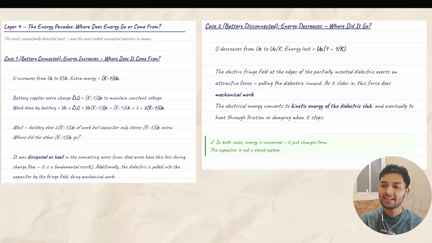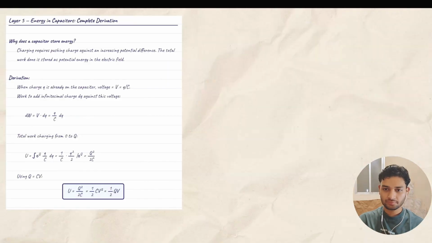So the electric fringe field at the edges of the partially inserted dielectric exerts an attractive force, pulling the dielectric inward as it slides in. This force does mechanical work. So the electrical energy converts to kinetic energy of the dielectric slab and eventually to heat through friction or damping when it stops. So basically the core understanding of both of these cases is the same. Where is the energy being lost? In the form of heat. But both are following two different processes. In both cases energy is conserved, it just changes from the capacitor; it is not a closed system, as I said.